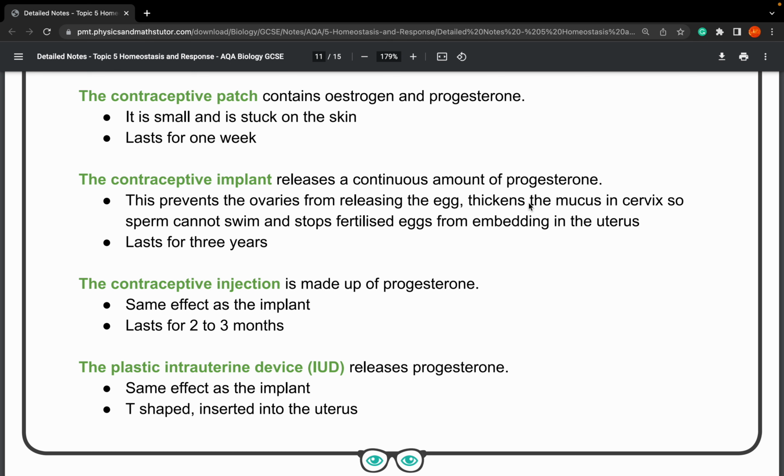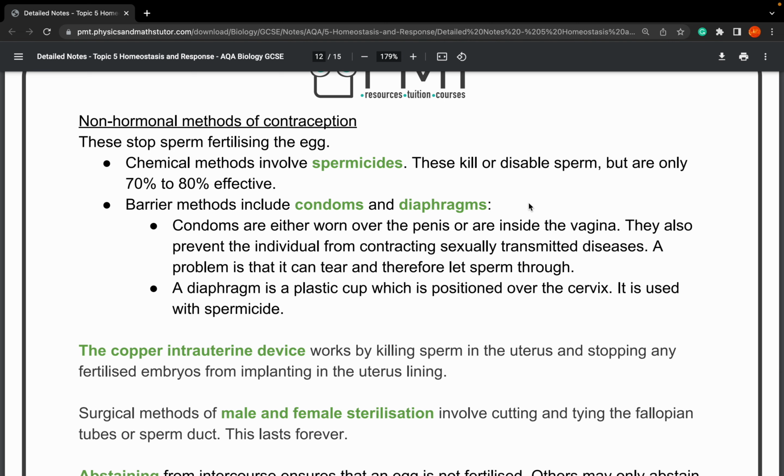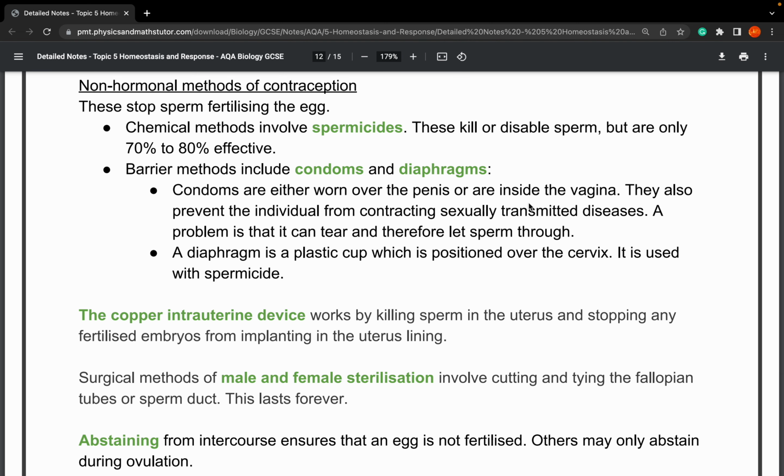And the last one is the plastic intrauterine device. It has the same effect as an implant, a T-shaped device which is inserted into the uterus. When it is inserted, it releases the hormones gradually. So there are no periods and no birth of a child. So these are all the hormonal methods, various methods by which hormones work.